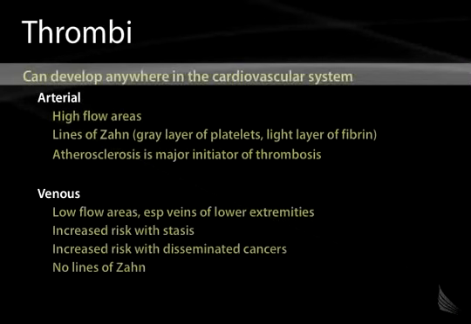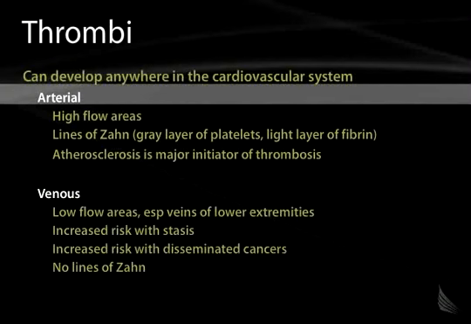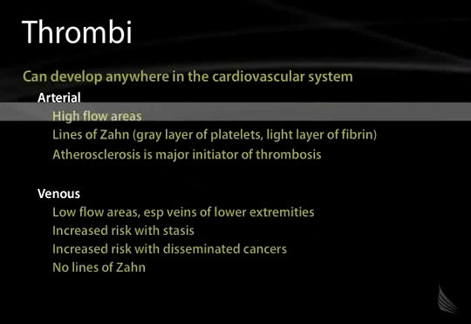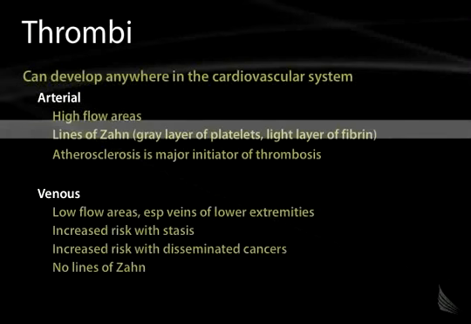Now, in terms of thrombi and where they can develop, remember that they can develop both within the arterial and venous systems. In arterial systems, they tend to develop in high flow areas, and the thrombi that develop here will tend to show what we call lines of Zahn. That is, when one looks at a cross-section of the thrombi, what one sees are gray areas, which consist of layers of platelets, interspersed with lighter areas, which are made up predominantly of fibrin.